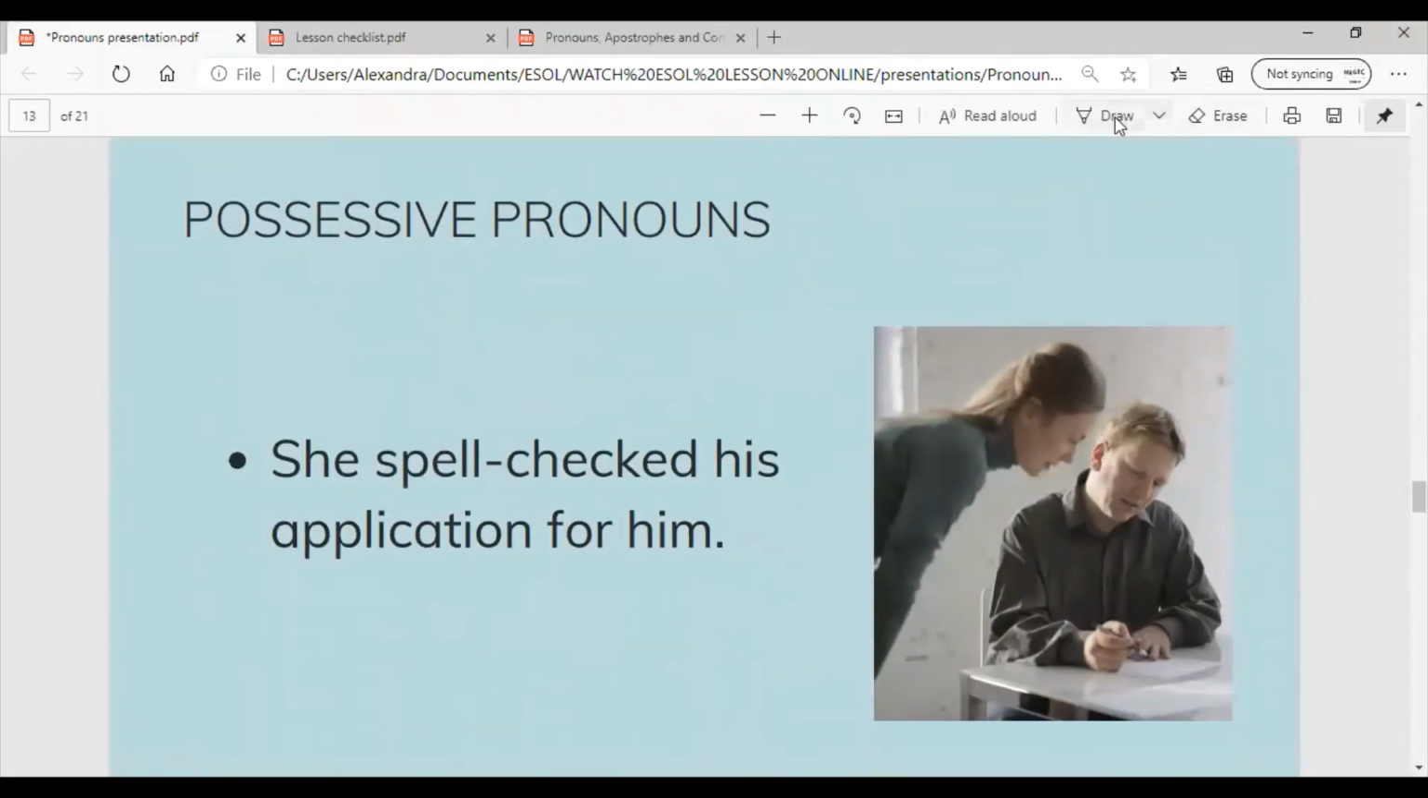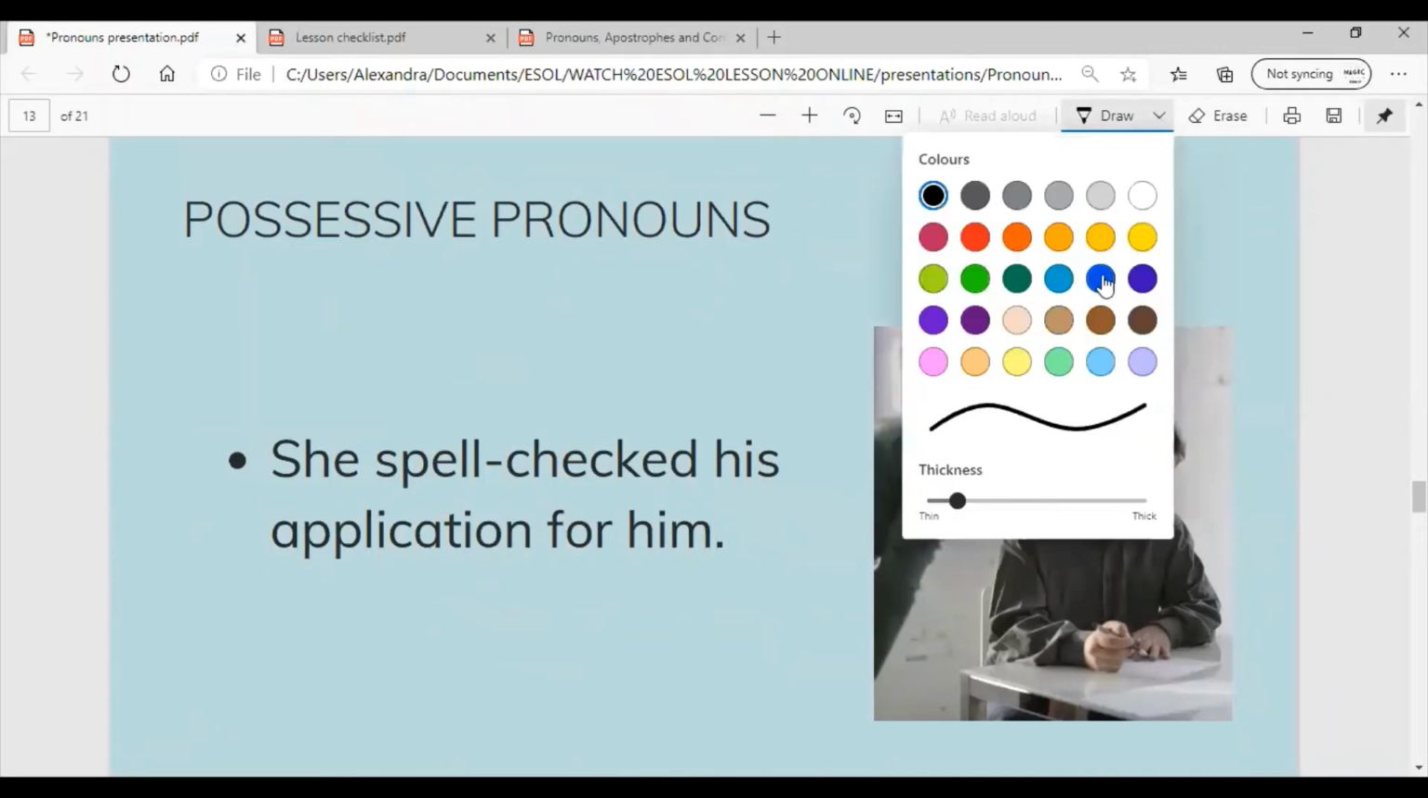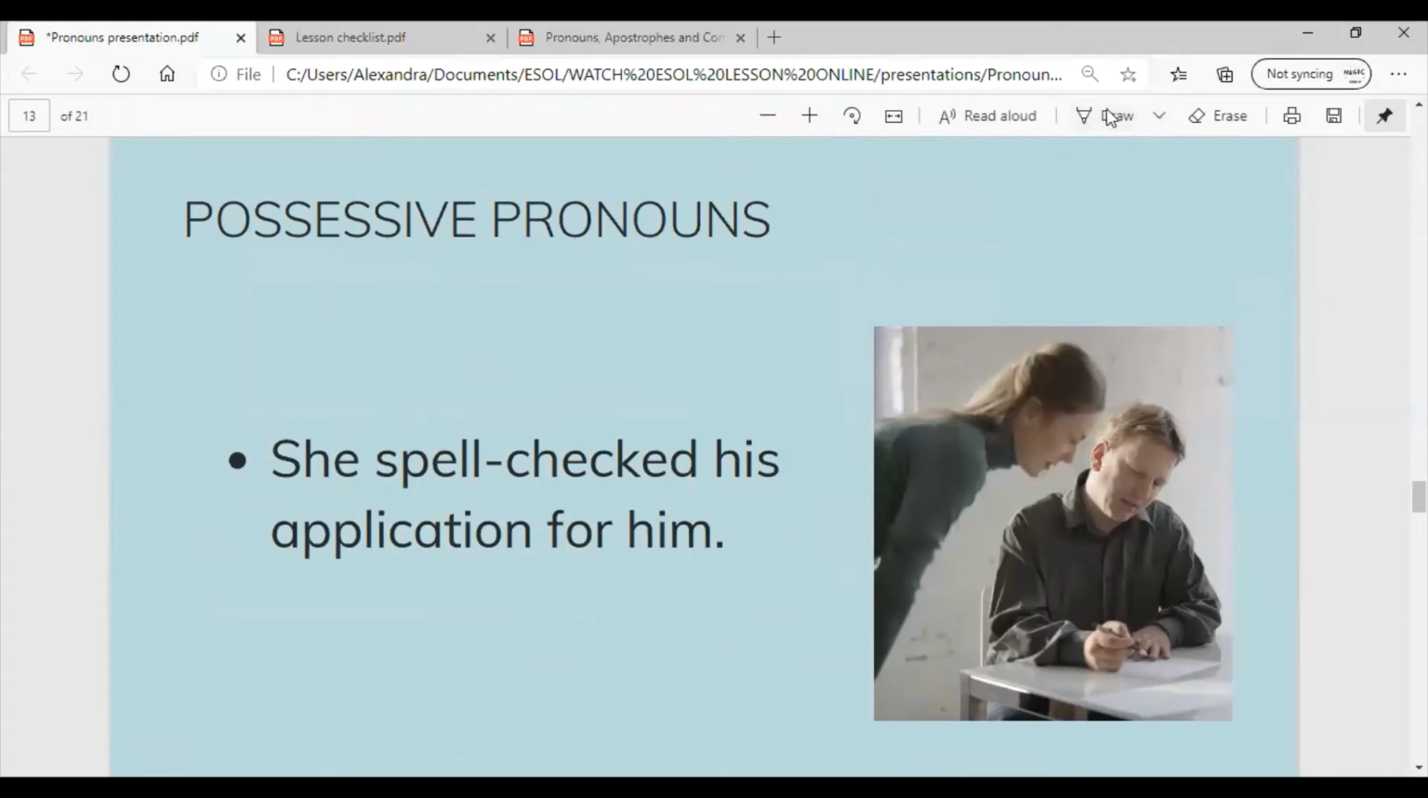Okay, so here's a quick example question. Like always, we're going to look for our nouns first. So our sentence is, she spell checked his application for him. So this lady is helping him write a job application.